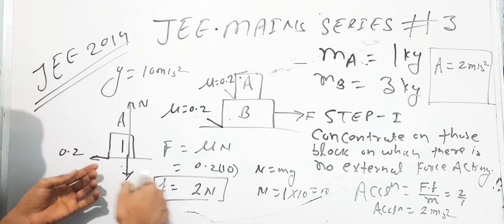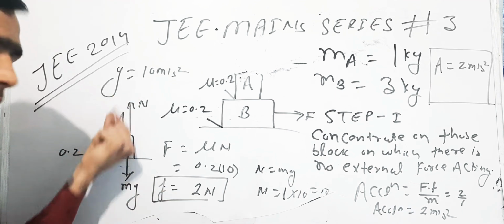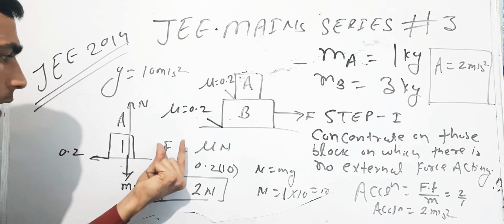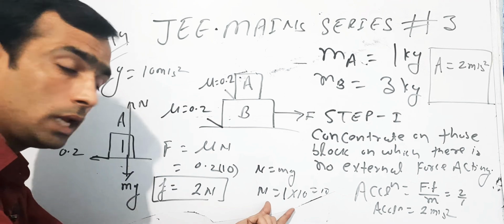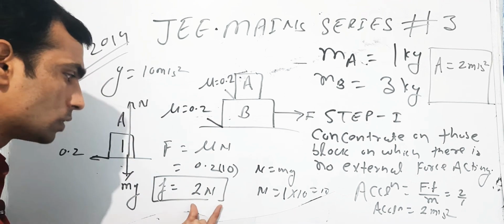This is the friction force. This is the normal, and friction force acts in this direction. So I have to find the friction force, that is mu into N, which equals mu mg, that is 0.2 into 10 into 1, so friction force is 2.